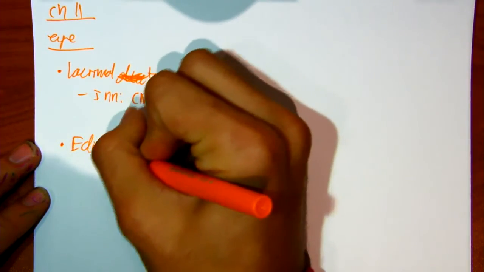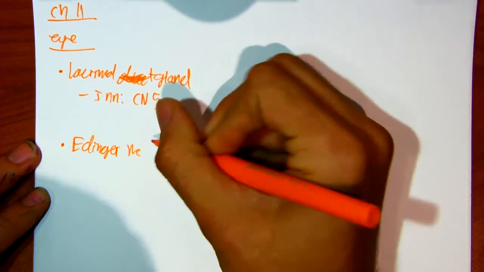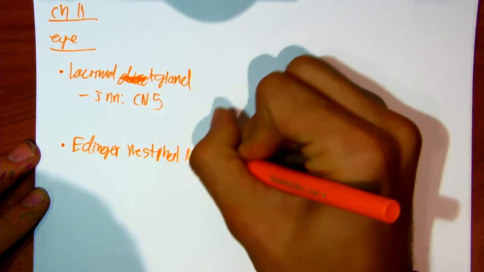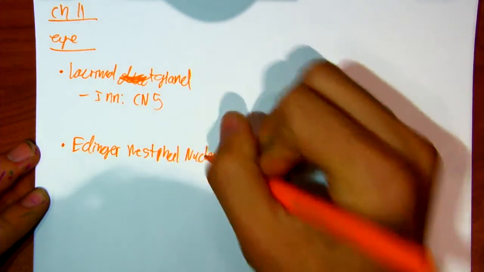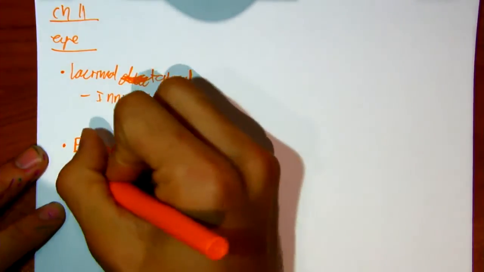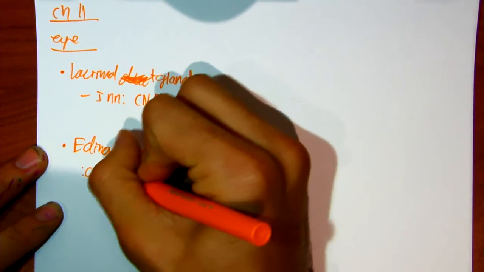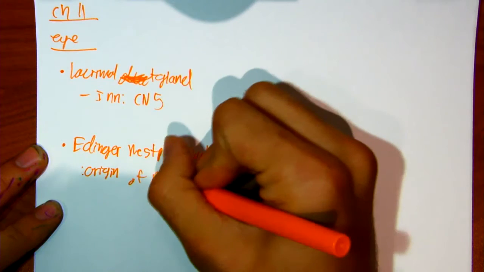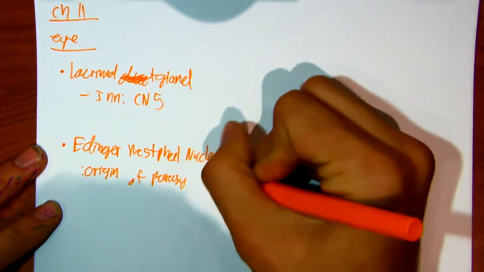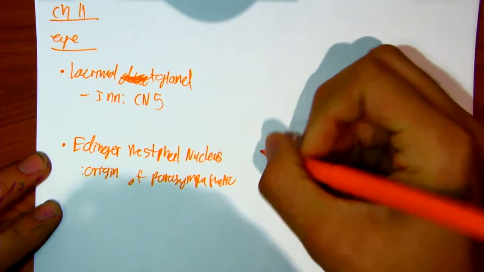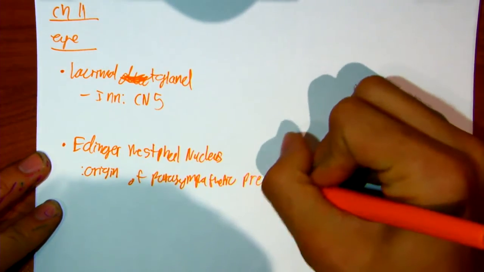Another structure you're going to see that's very important in this section is the Edinger-Westphal nucleus. All right. So, Edinger-Westphal nucleus is the origin of parasympathetic preganglionic fibers.